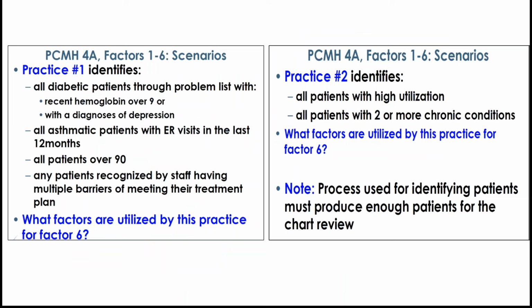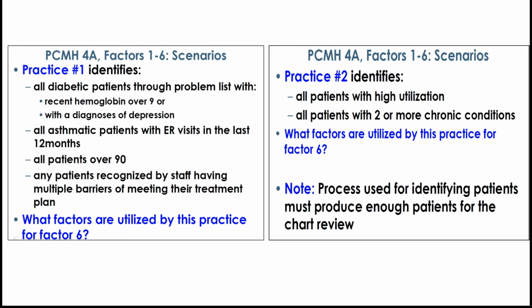Here are some different example scenarios to, again, reiterate the point that it's not looking at every single patient that falls into all of these categories. I think the one on the right is a little bit easier to look at. If the practice would identify all patients with high utilization and all patients with 2 or more chronic conditions, they would be looking at factor 2, which is the high utilization, and factor 3, your poorly controlled or complex conditions.